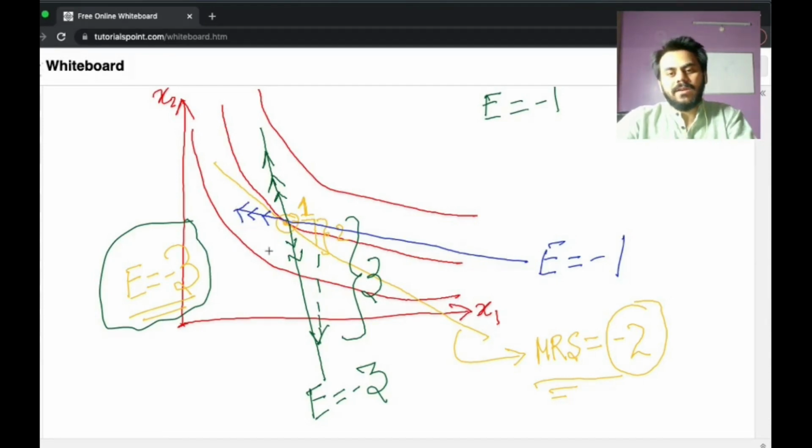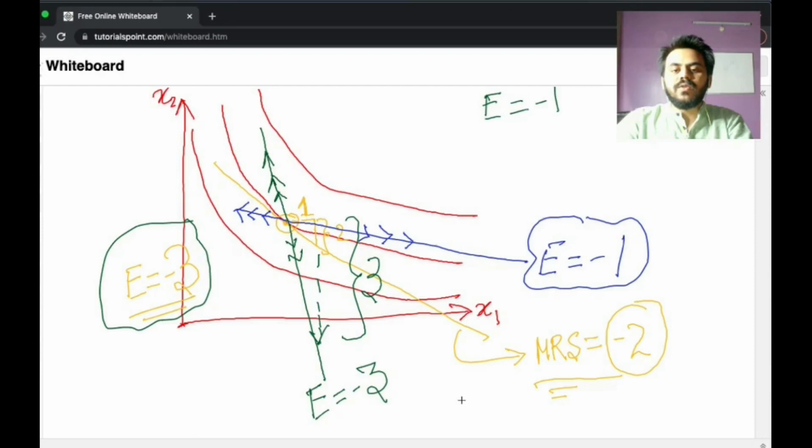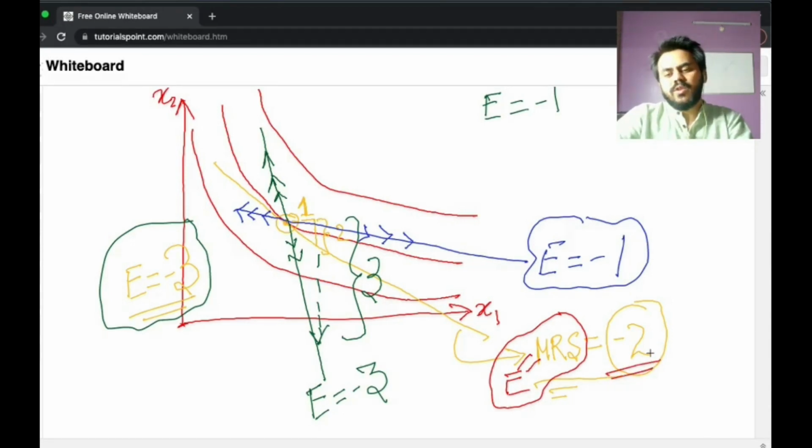That's not agreeable to me. But if you give me more of good 1, I will move to a higher indifference curve, right? Because it will be above this indifference curve, which means when E in absolute terms is less than the MRS, I will like to consume more of good 1. When E is equal to MRS, equal to minus 2, it means you would not like to trade with me because you will not be better off or worse off by trading with me.